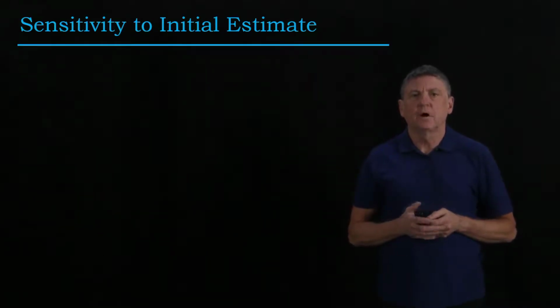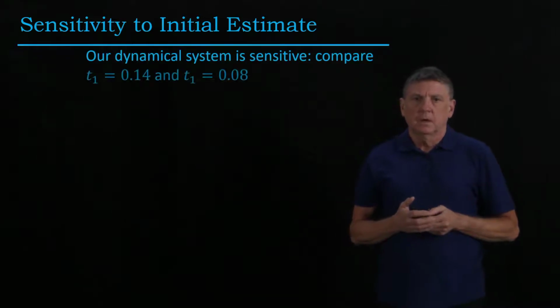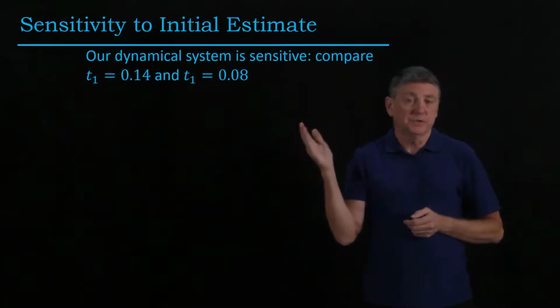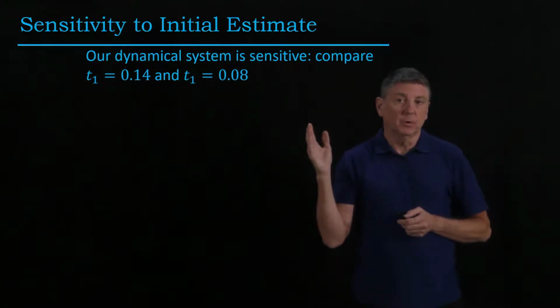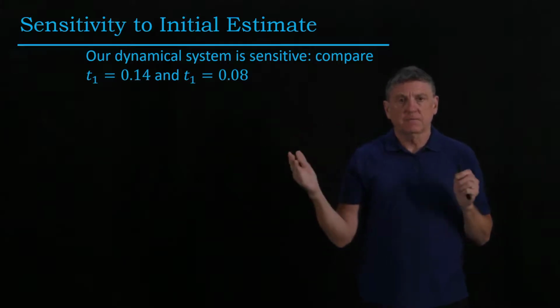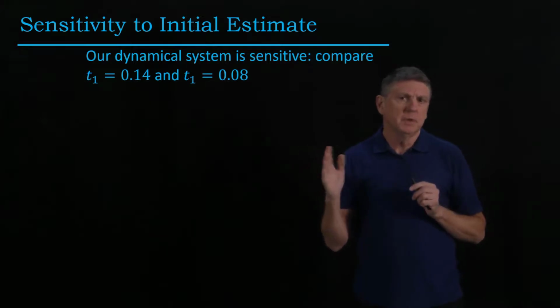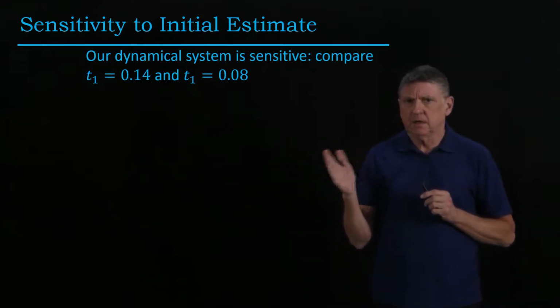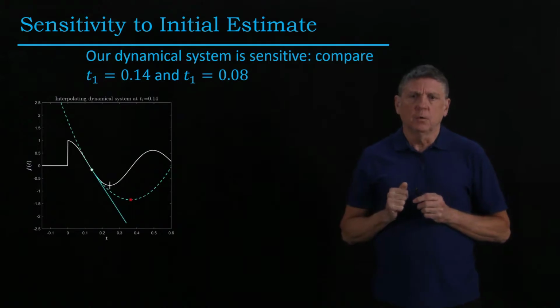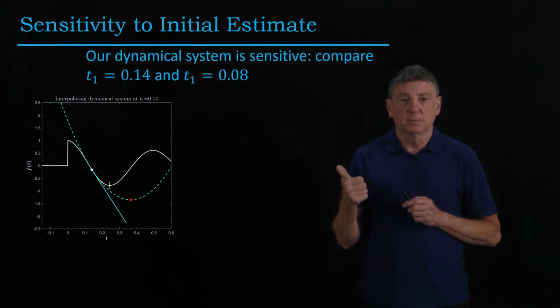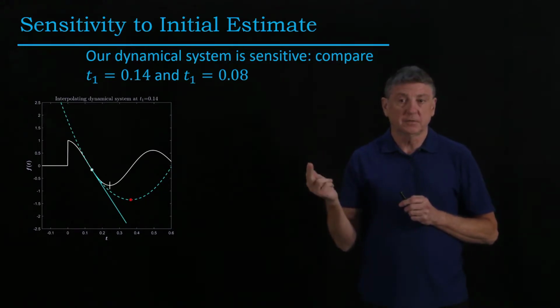Now, let's review our dynamical system. Suppose that we start it at a t1, which is a first estimate, at 0.14 and 0.08. Our function was originally limited to 0 to 0.60, so that wouldn't seem automatically to be a terrible difference, would it? Well, if we start it at t equals 0.14, what we get is a convex function as our estimate when we provide it with the point, with the first derivative, and with the second derivative.